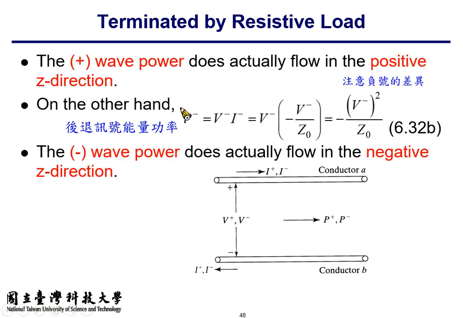You can do the same thing for the negative propagating signal. That would be P minus. Again, it's defined as V minus times I minus, and equals the minus of V minus squared over Z sub 0. So that represents the instantaneous power of the signal going in the negative z direction.